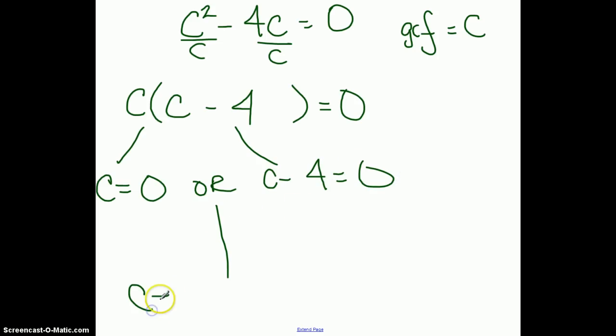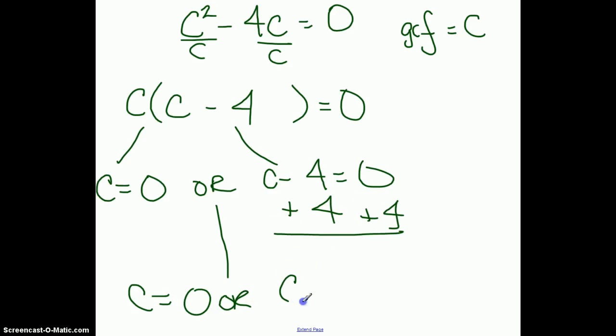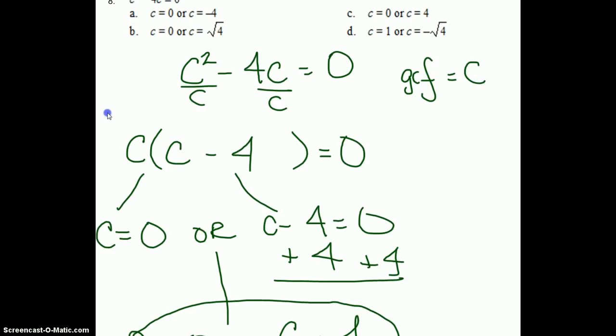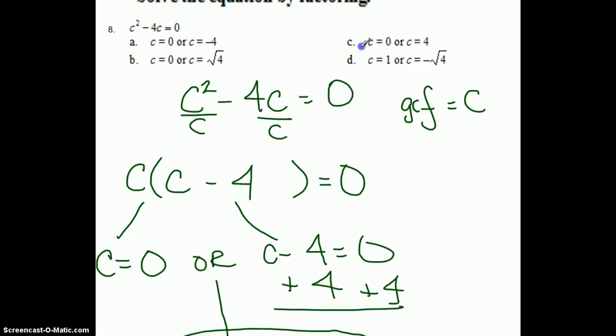So good thing is this one's already done. Yippee. Okay, second one, add 4. So you get C equals 4. So C equals 0 or C equals 4. So my answer is going to be C.